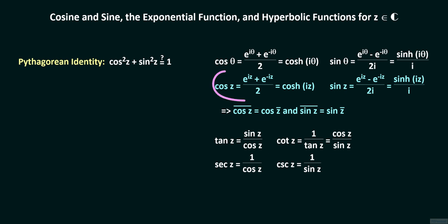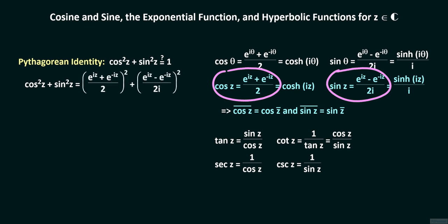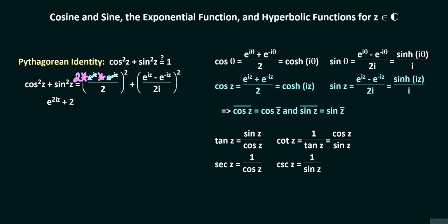Using these formulas for cosine z and sine z, cosine squared z plus sine squared z equals this sum. Squaring the first fraction, we square e to the iz power to get e to the power 2 times iz. Then we have the middle term 2 times e to the iz power times e to the power minus i times z. E to the iz power and e to the minus iz power cancel out, so the middle term equals 2. Then we square e to the minus iz power to get e to the power minus 2iz. And everything is all over 4.